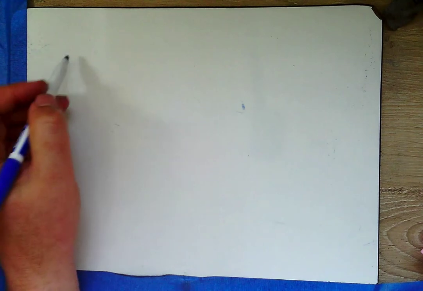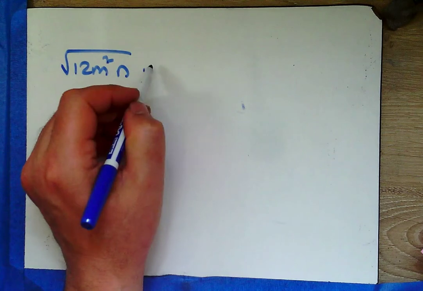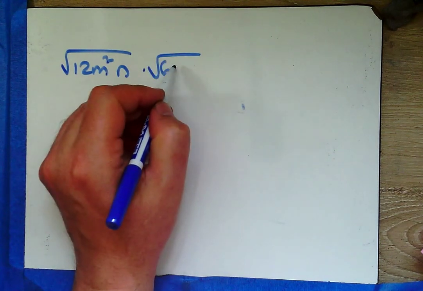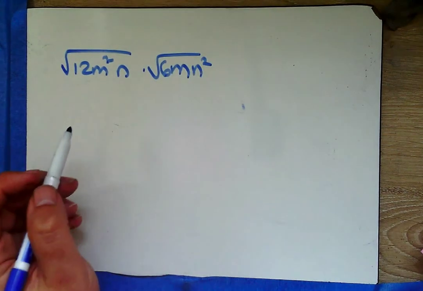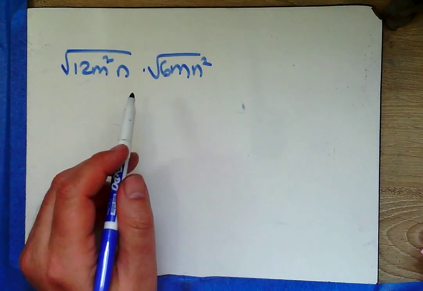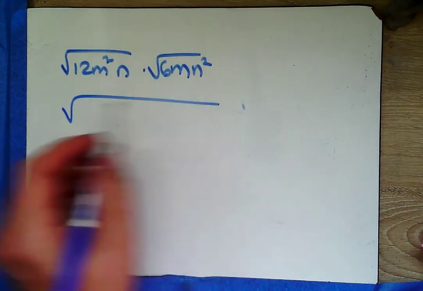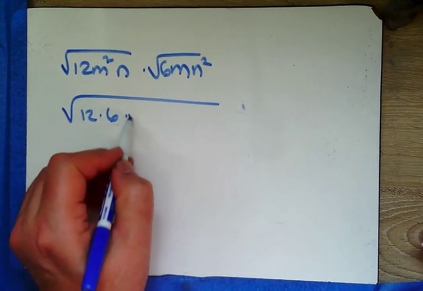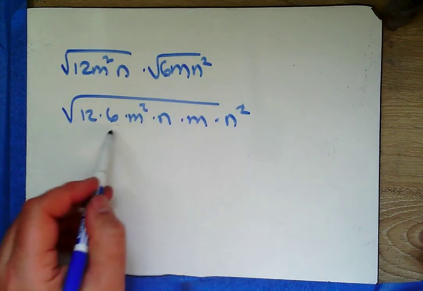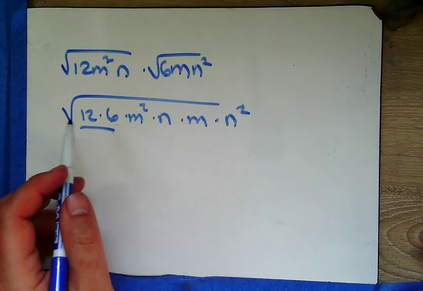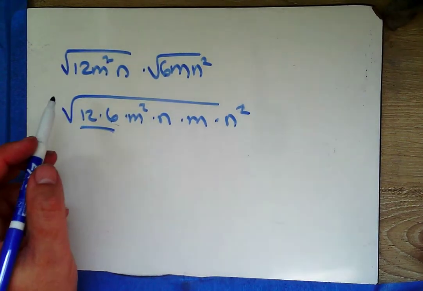Okay, with that in mind, will you do this one? 12m squared n times square root 6n squared. Okay. Pause the video, give this one a try. Welcome back. So under one radical, 12 times 6 m squared times n times n squared. Now, I didn't turn that into 72, and there's a reason for that. 72 means I'm just going to have to build a big factor tree to figure out what makes 72.